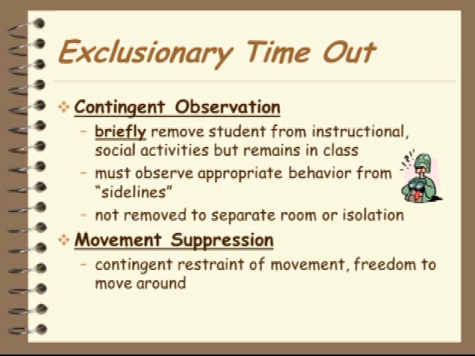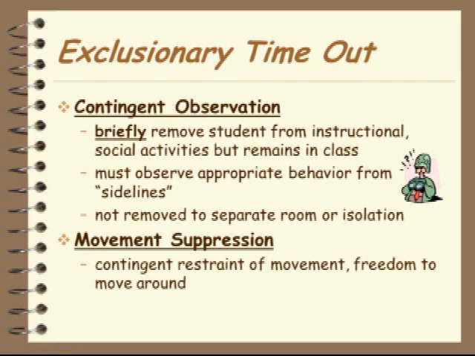Contingent observation is a very common form of exclusionary timeout. An example of this might be you're out on the playground with a group of kids. One student is not following the rules for the game or the sport that everyone's playing, and maybe is doing something that could be dangerous or hurt someone. So you warn that student to follow the rules. She doesn't listen to you, or he doesn't listen to you.